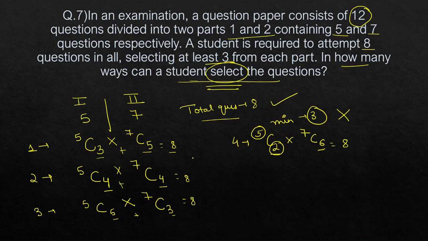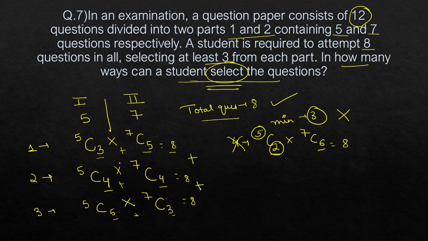So now what we'll do is we'll add these cases, like the first case. So the fourth case is not possible. So these are the only three cases that are possible. Now adding the first case, second case and the third case. Now why are we adding these?